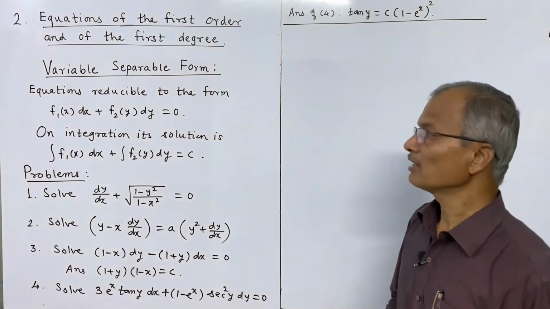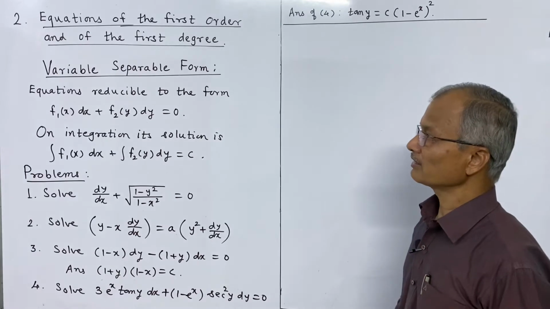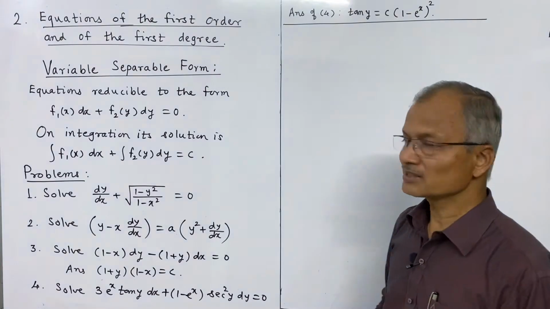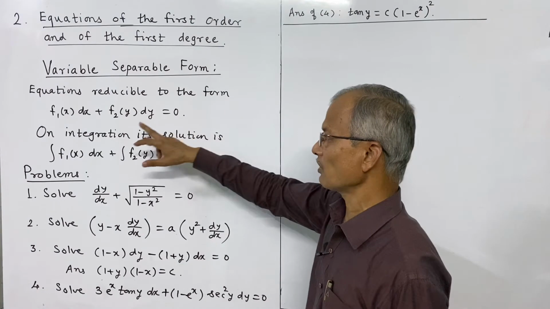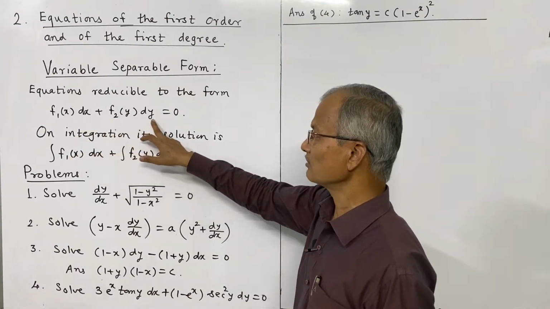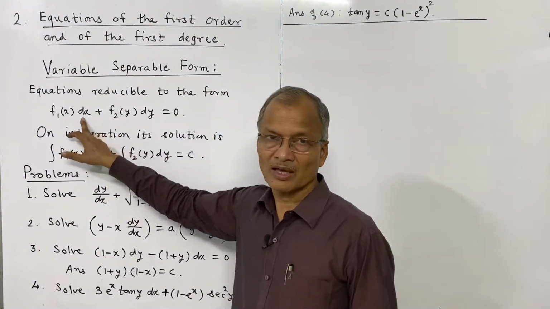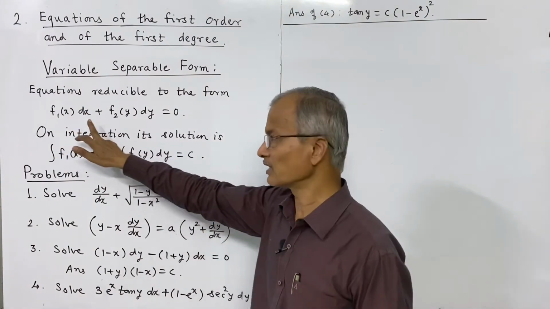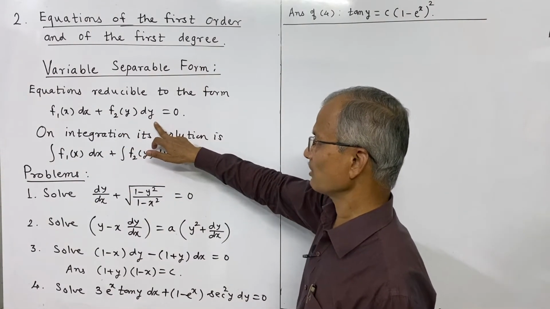So these main types of differential equations we are going to study in this chapter, and among these the first is variable separable form. That means we can separate the variables and their differentials, or the equation can be reduced to this form: f1 of x into dx plus f2 of y into dy is equal to 0. Here f1 is a function of x only, multiplied by the differential of x, plus a function of y only, multiplied by the differential of y, that is dy.